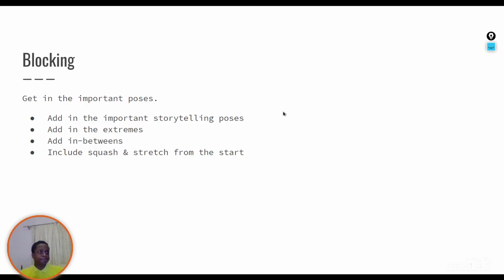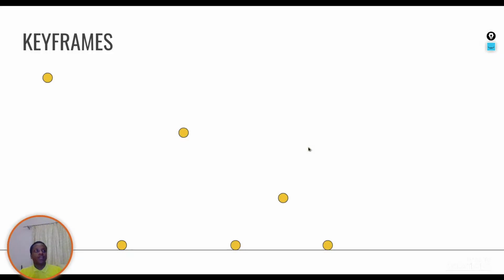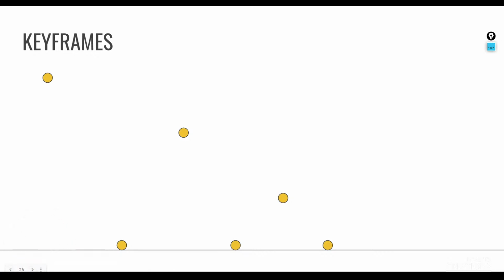So blocking. The first thing you want to do is to add in the important storytelling poses, then add in the extremes, then we'll add the in-betweens. And once again, just a reminder, we need to make sure we include squash and stretch from the beginning, because it can get a bit crazy. So keyframes. Keyframes are the most important frames. You can't tell your story without using keyframes.